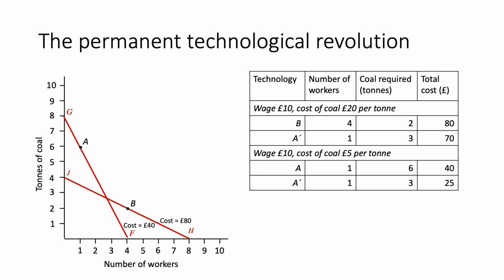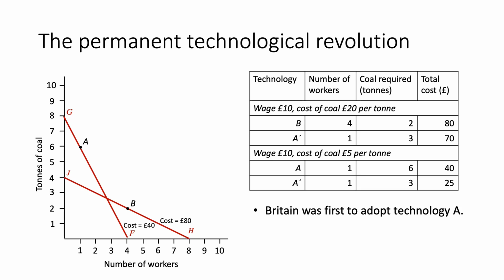Now, discussing what is the intuition behind the permanent technological revolution. We saw previously that when coal is expensive, we'll adopt technology B. Once the price of coal falls relative to labor, we'll shift to technology A. And this requires fewer inputs. So now we have much fewer workers involved in the production process, using more capital. And as we innovate further and further, we experience this permanent technological revolution illustrated by A prime in this case.